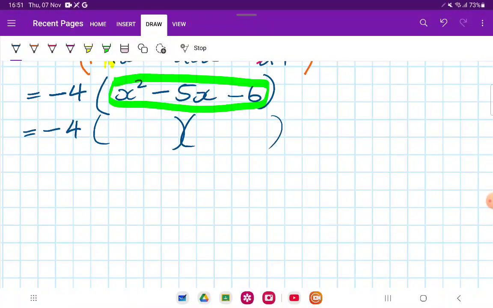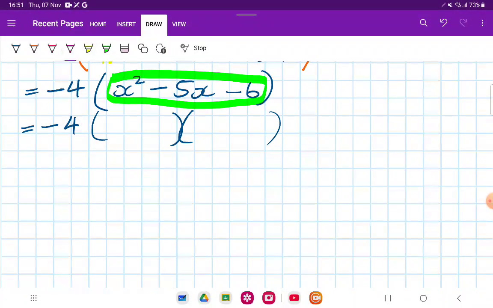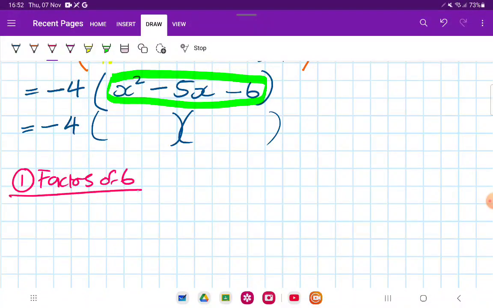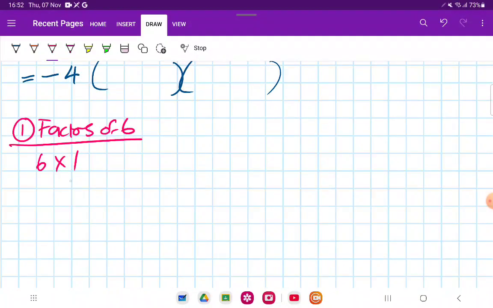Now on to the brackets. And to do this, the first step I'm going to take is I'm going to look at factors of 6. And I'm going to say 6 times 1. Or again, you can divide. 6 divided by 2 is 2 times 3. 6 divided by 3 is 3 times 2. Oh, that's a repetition. This is where I stop.